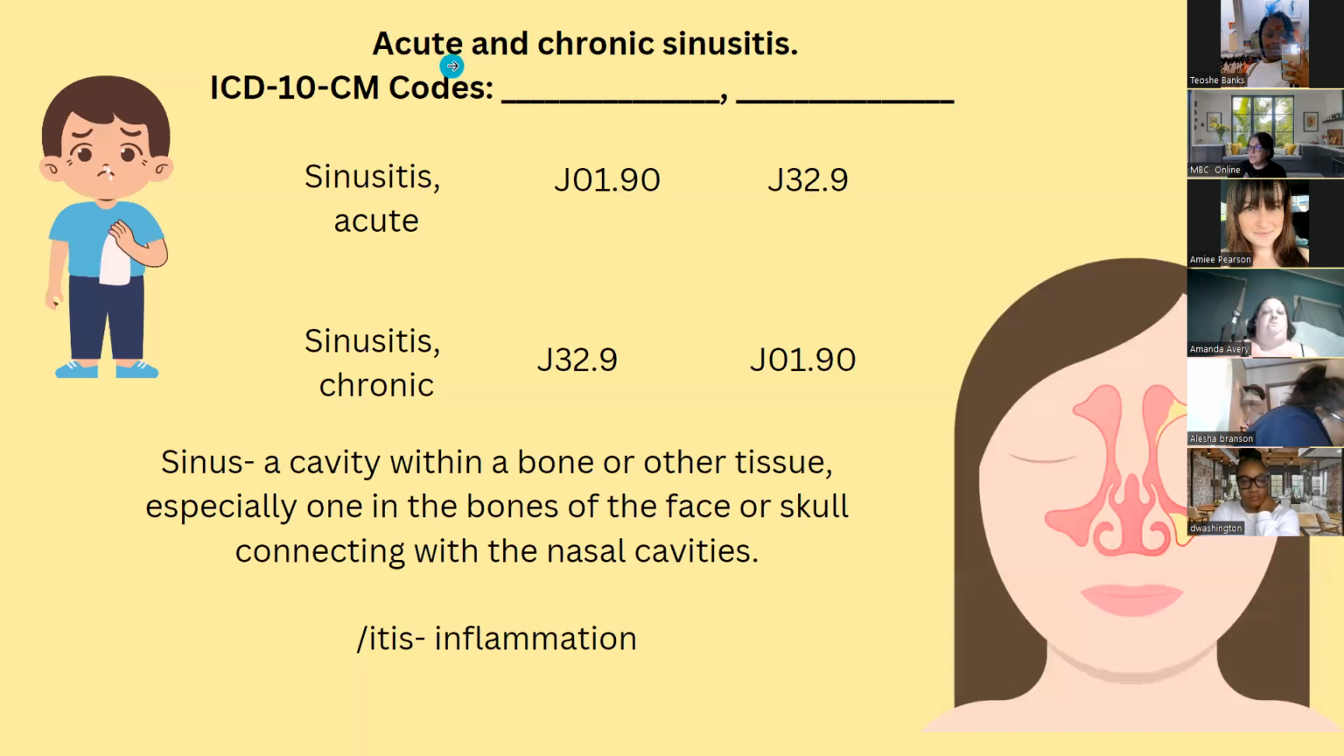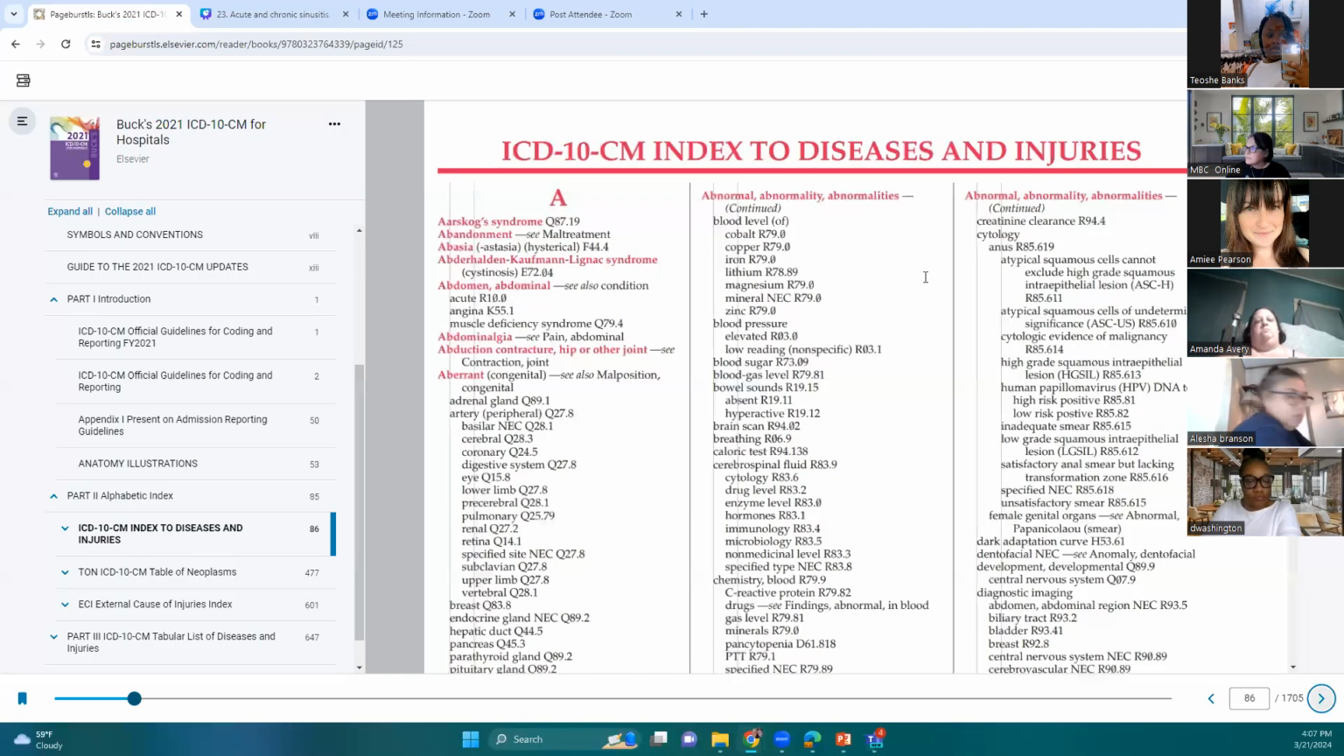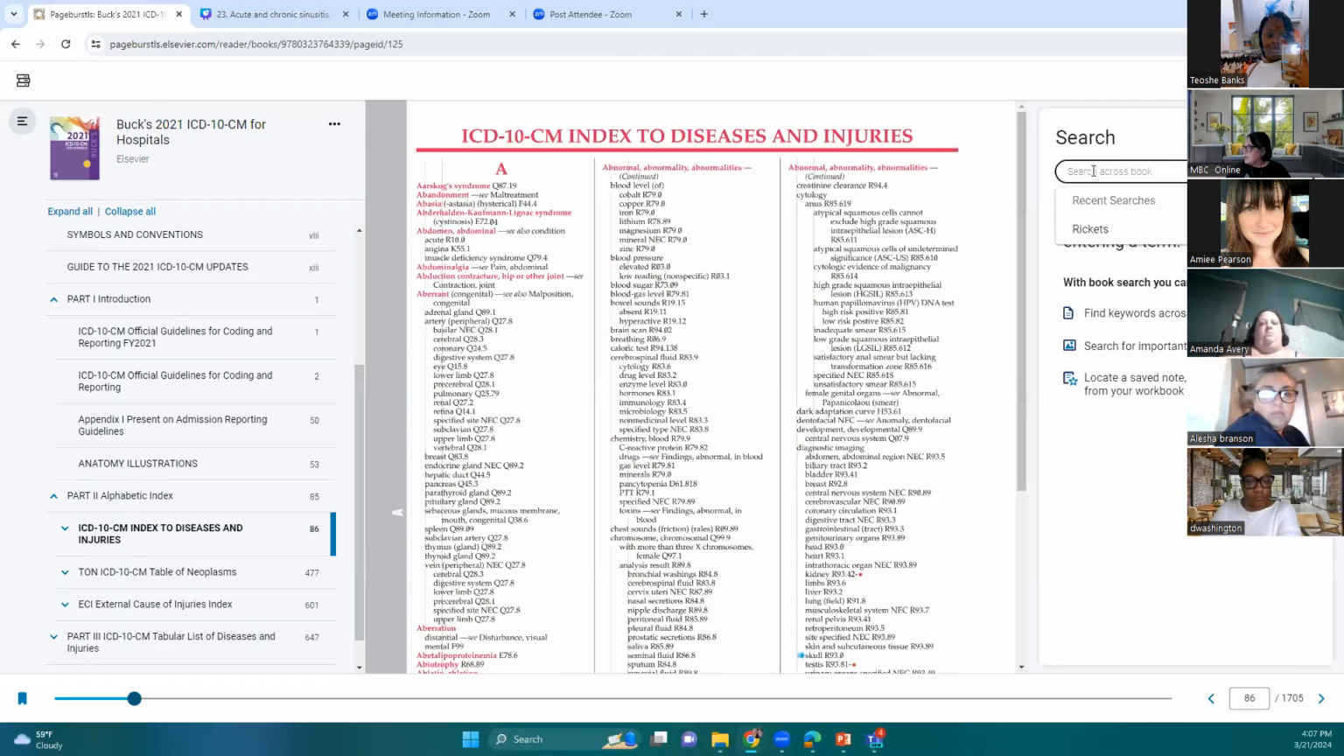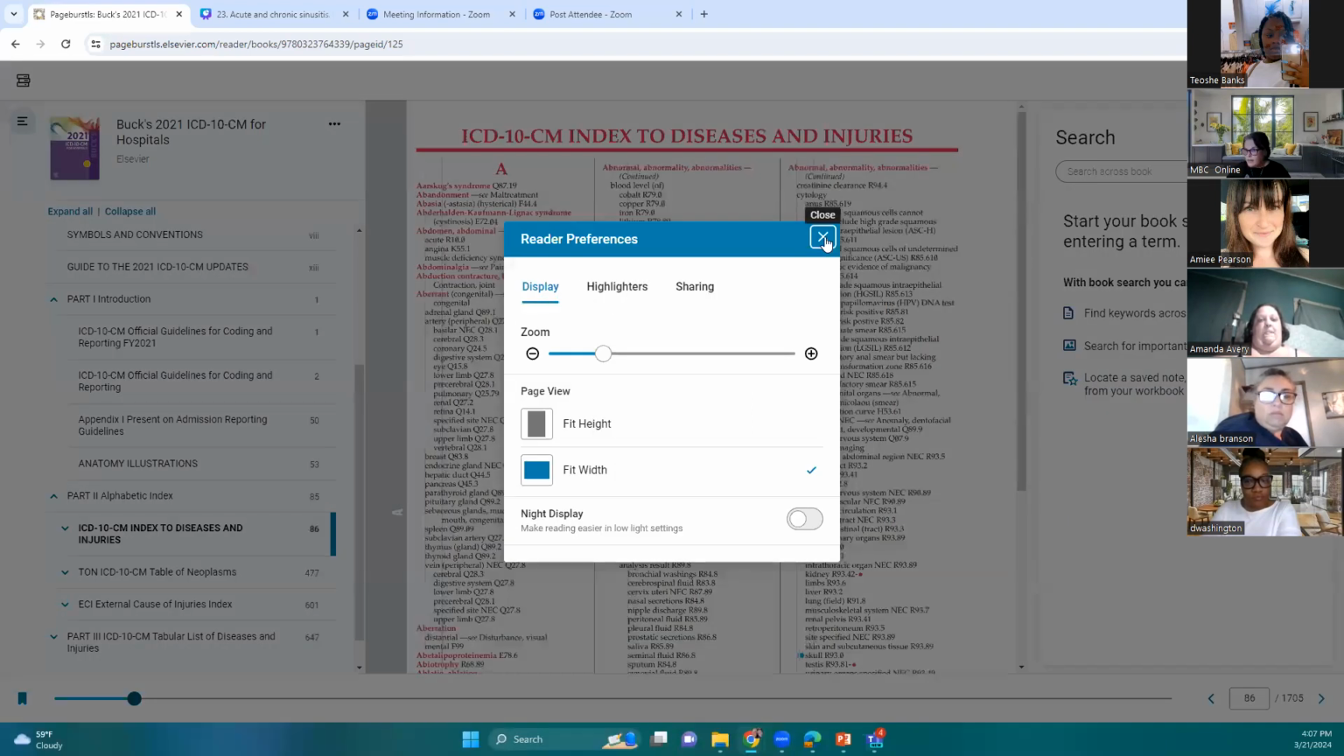All right, so it says acute and chronic sinusitis. What is our main term? What is the first thing that we need to look for in our alphabetic index? Sinusitis. Sinusitis, right. So you're going to go to your alphabetic index in the front of your book. I have not figured out how to use this to make it go quickly to what I want.